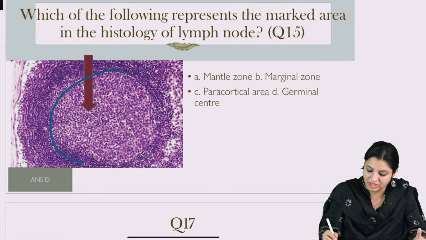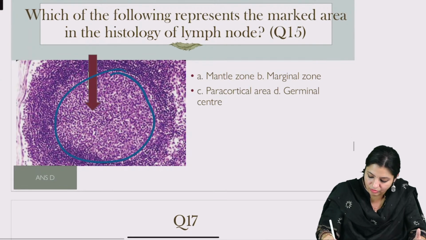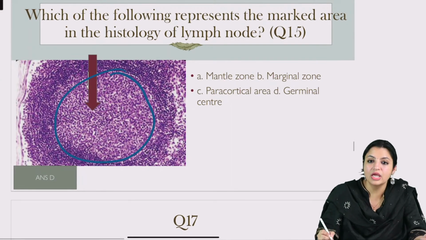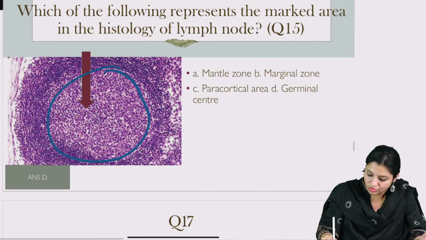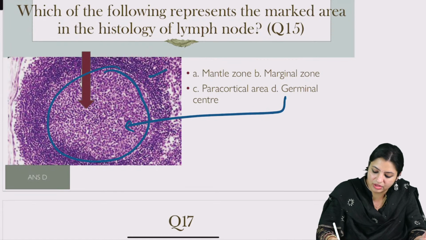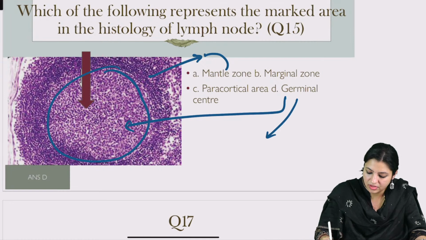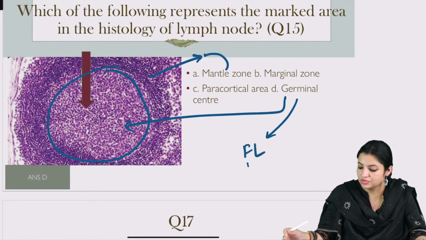So this is the germinal center. I hope all of you remember which tumors arise from the germinal center. Remember follicular lymphoma, Burkitt lymphoma, Hodgkin lymphomas, and DLBCLs. These are tumors which can arise from the germinal center of the lymph node. Mantle cell lymphoma arises from the mantle zone. Paracortex is the T-rich area. Marginal zone usually gives rise to maltomas. So maltomas usually arise from the marginal zone area, right?